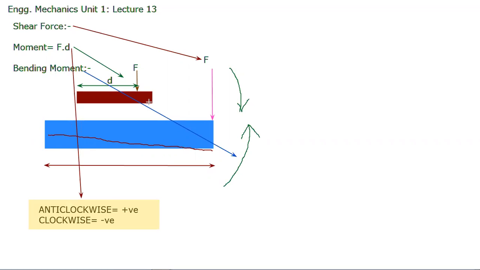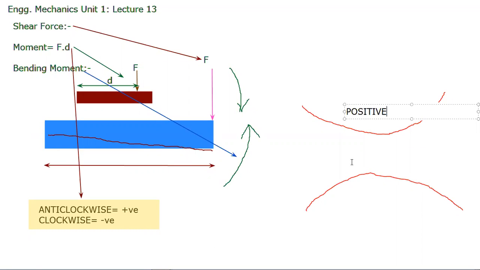And what is the sign convention for bending moment? For bending moment, we follow another sign convention, which is different. That is sagging and hogging. This sign convention we follow normally for the bending moment. So sagging will be positive and hogging will be negative.